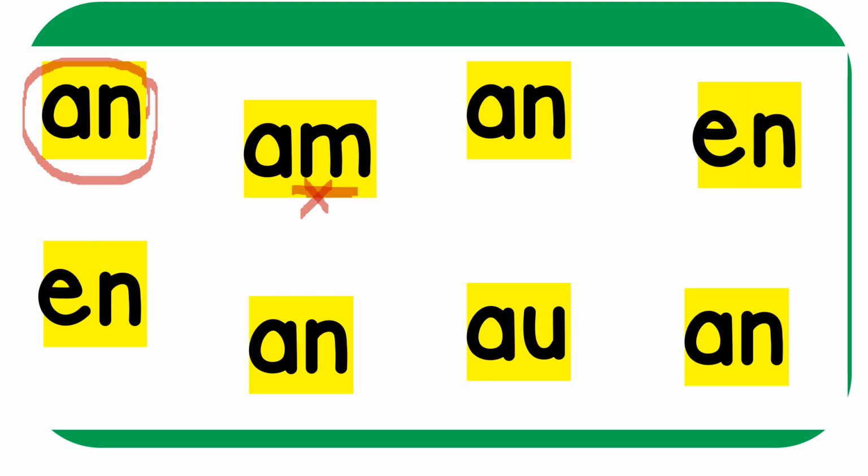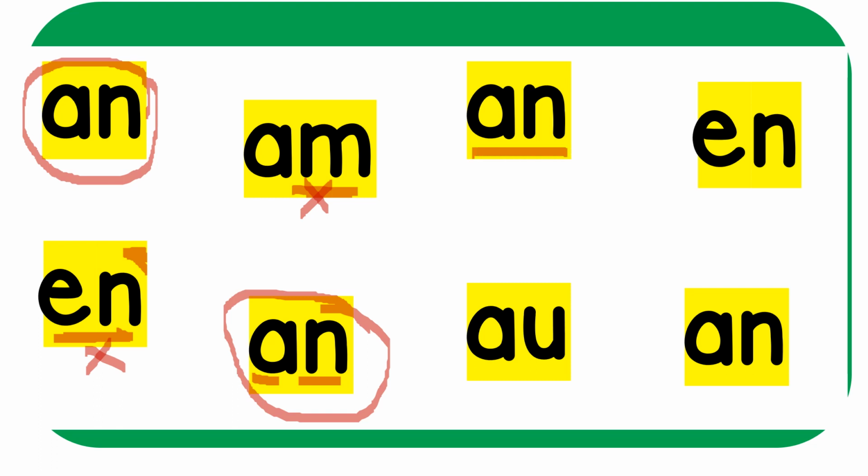Let's try another one. Is it this one? E. N. Is that the word? No. This is N. Let's try again. A. N. An. This is an.